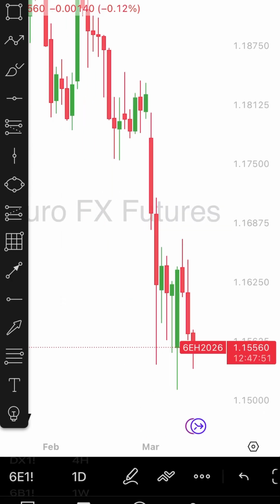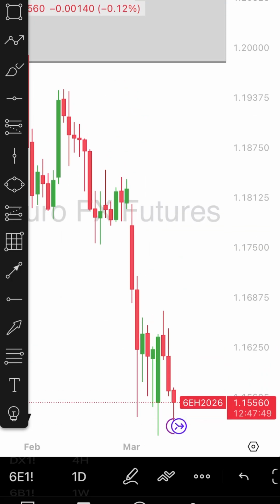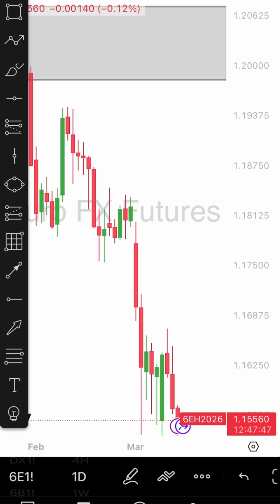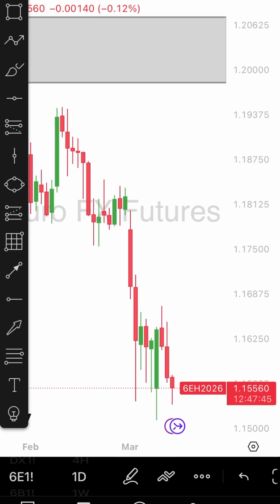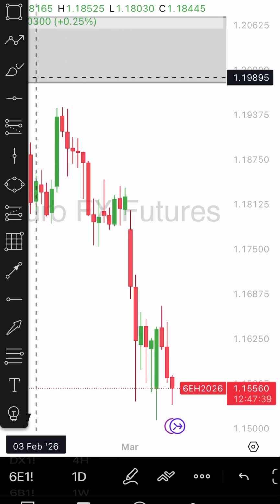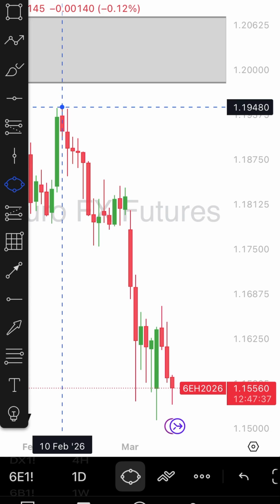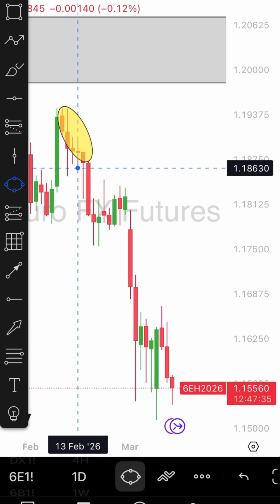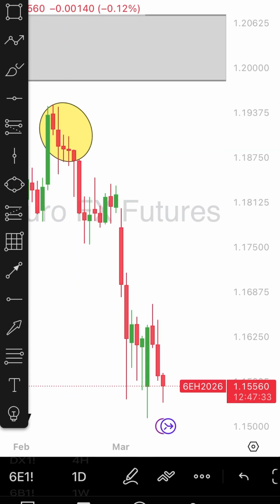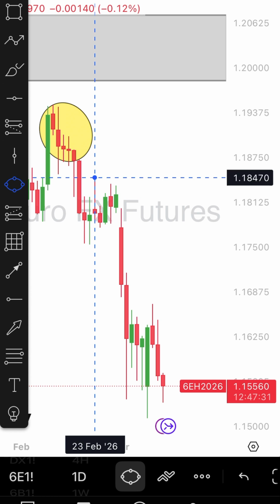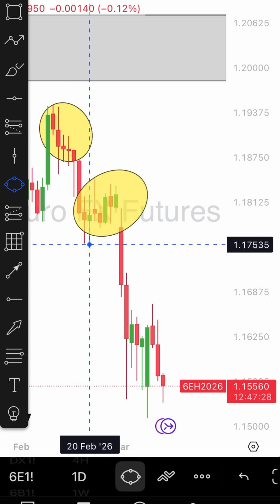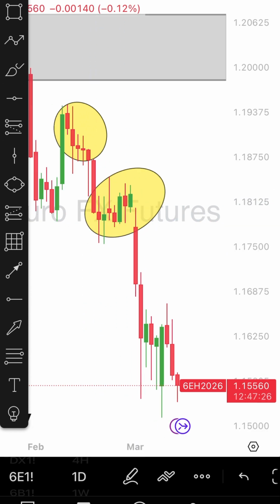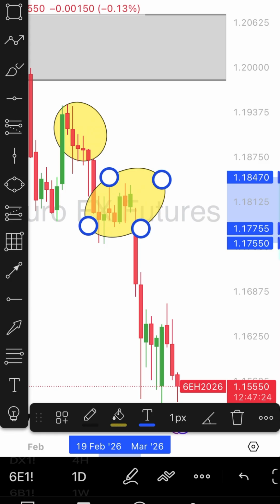So far we've been observing supply levels. Now what will you see here? You can see that there are two actual formations of supply levels. One here, which is this level here, and the next one here. So two levels of supply. This is a drop base drop.